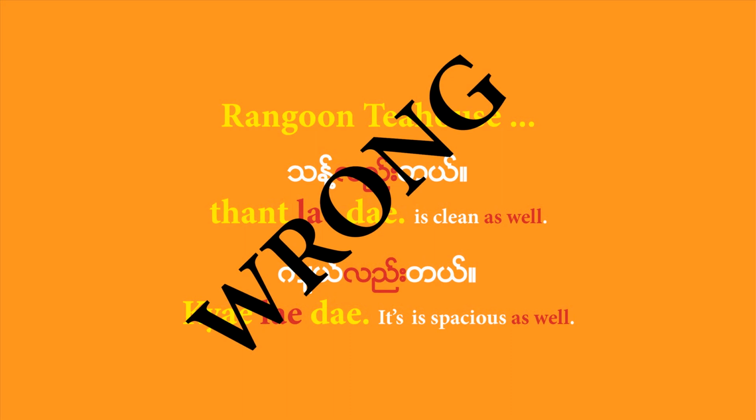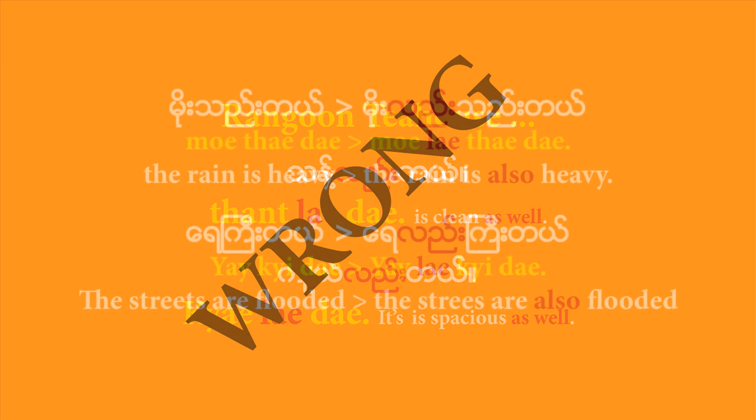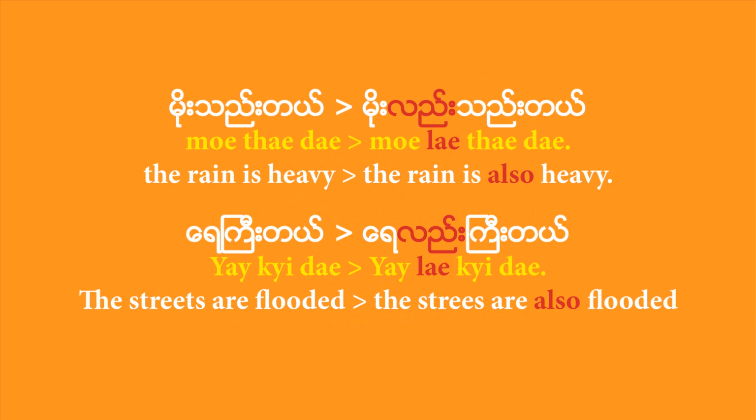You see, the Burmese particle le fits nicely into sentences where you have a noun and a verb, like the rain is pouring heavily, the water is flowing excessively. Mo tere, you can turn it into mo le tere. Ye chire, you can turn it into ye le chire.